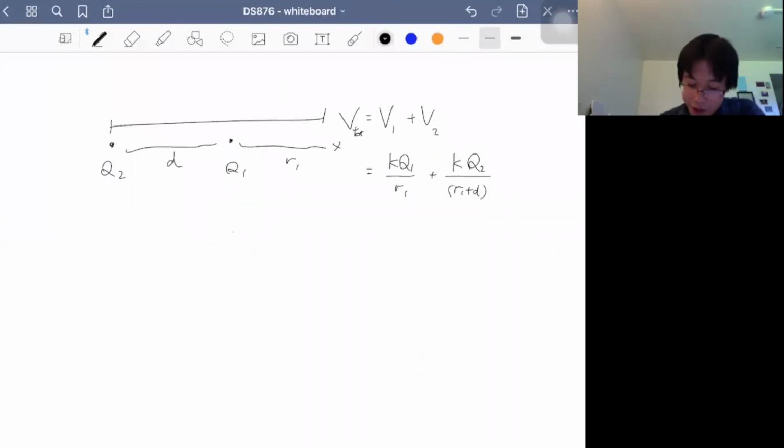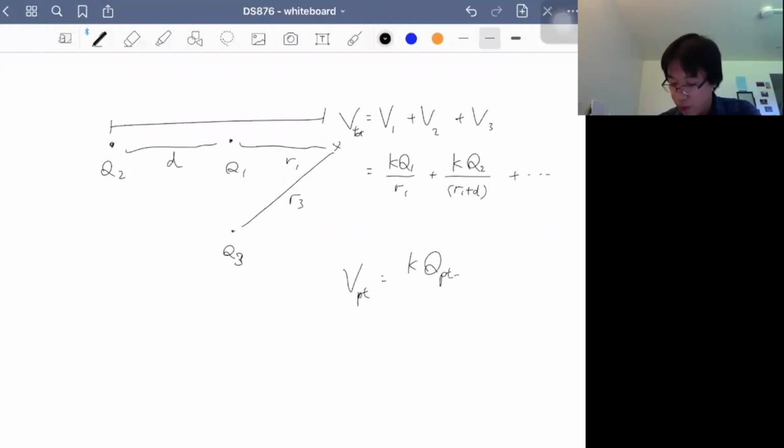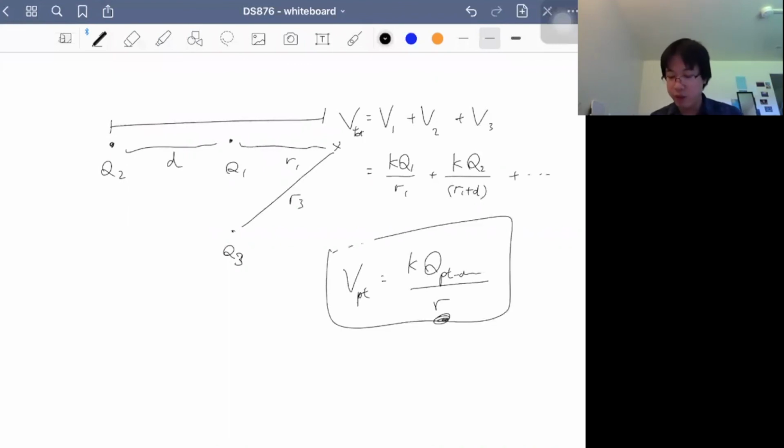And if you have a third charge like this, then you need to find the distance, r3, sorry, q3, r3, and the total will just keep adding up everything. So you just need to find the distance and then use this formula. So if it's a point charge, you can always just use the q of the point charge divided by the distance from the point of interest to your charge. Okay? Very useful formula to recite as well.